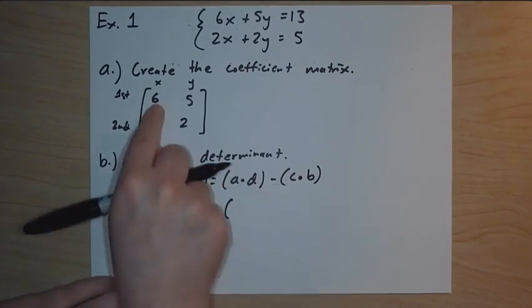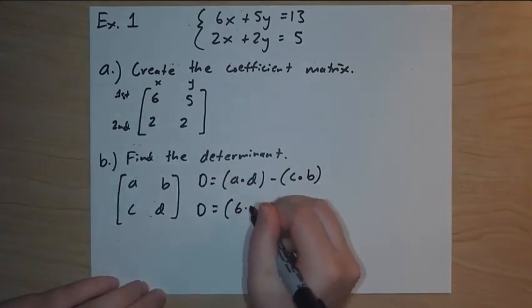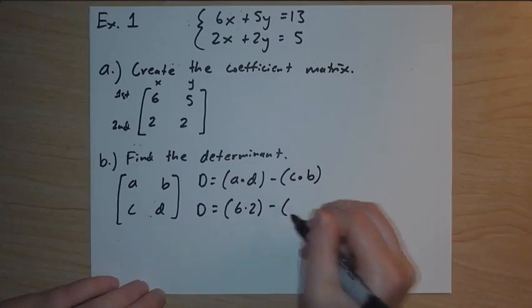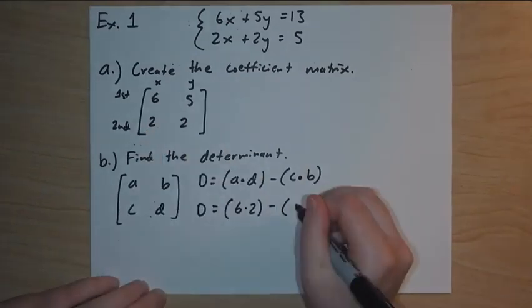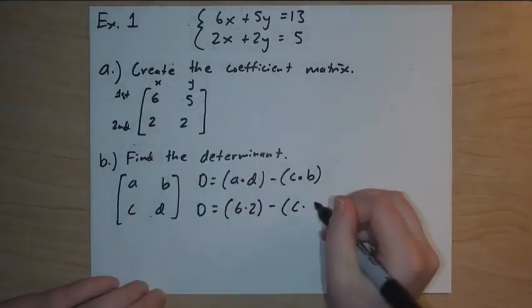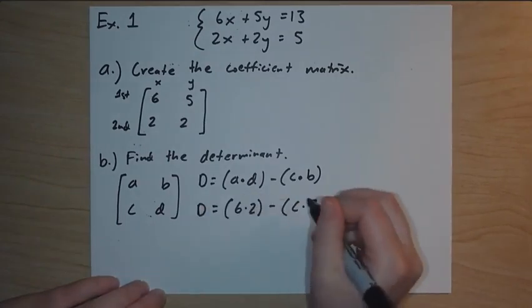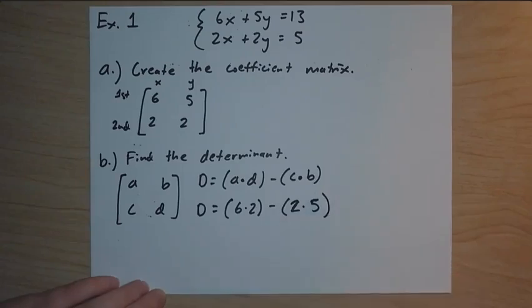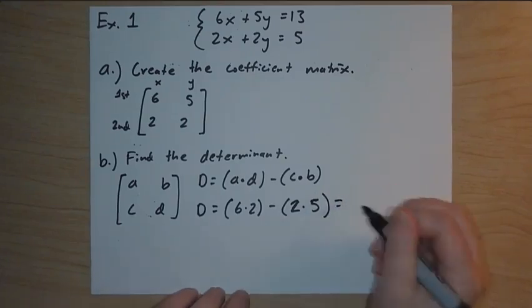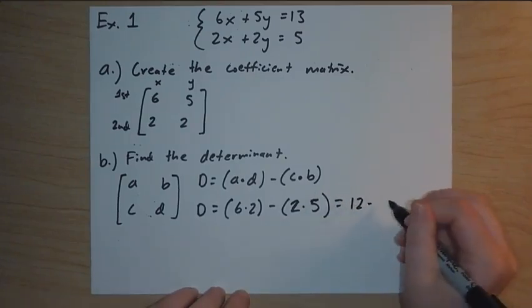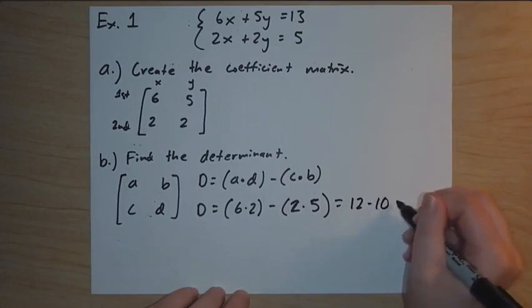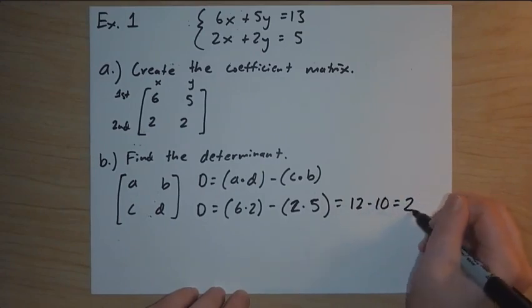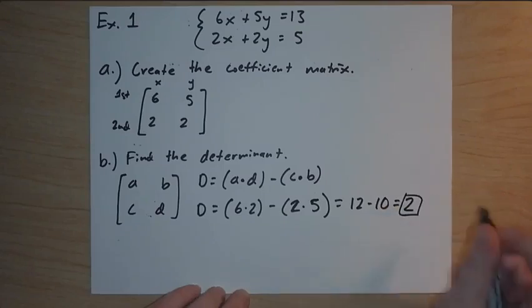This is going to be 6 times 2, subtract our C, which is 2, times 5, which is B. Oh, I wrote C instead of 2. This is 2. And this is 5. So 6 times 2 is 12, 2 times 5 is 10, and 12 minus 10 is equal to 2. So our determinant is 2.